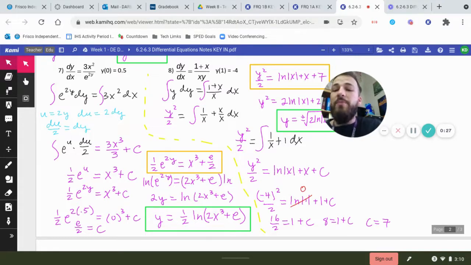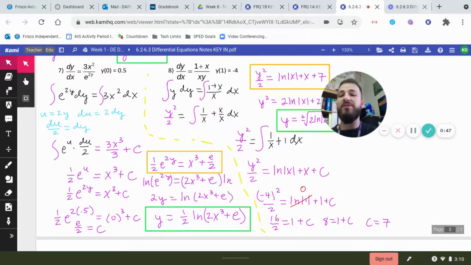As we solve out, we plug in, we get 1/2 e to the u is equal to x cubed plus c. So that's my function. Plug back in for u. We get 1/2 e to the 2y is equal to x cubed plus c. Then plug in 0.5, plug in 0. We get e over 2 is c, which is a little bit of a weird value, but it's okay.